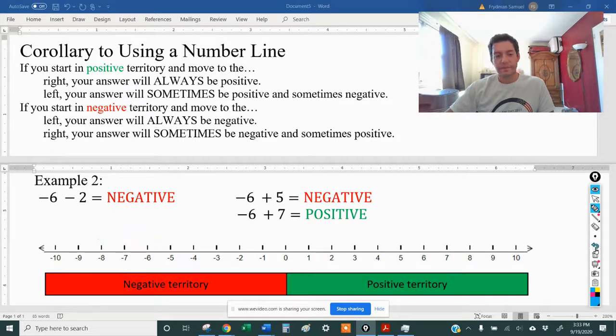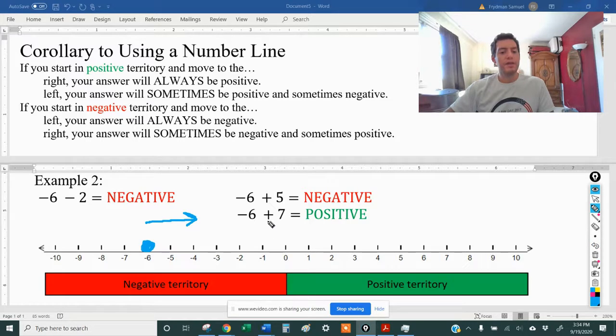But let me just change that dot. That dot was weird. Okay, I like that better. But if we start at negative 6 and move to the right, we might get a negative answer, but we also might get a positive answer. So for example, negative 6 plus 5 means we start at negative 6 and then we go 5 spaces to the right, 1, 2, 3, 4, 5, we end up at -1. So we're still in negative territory.